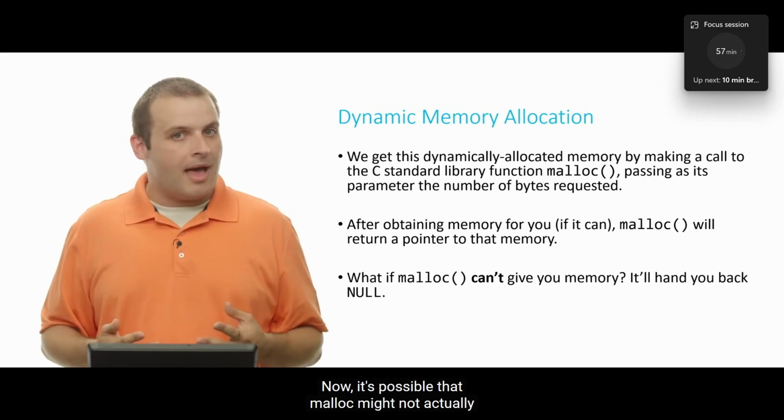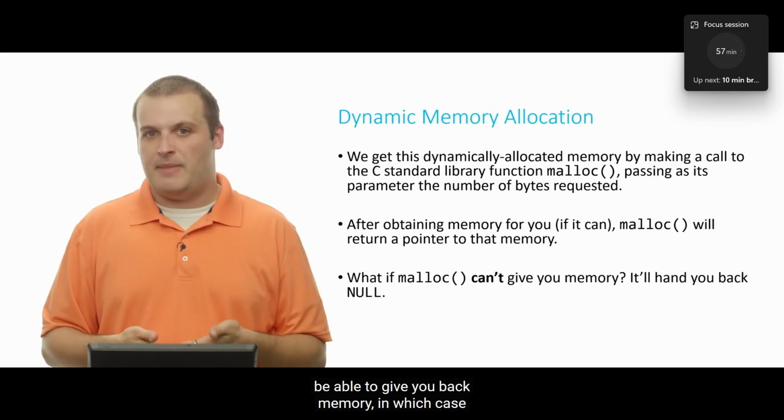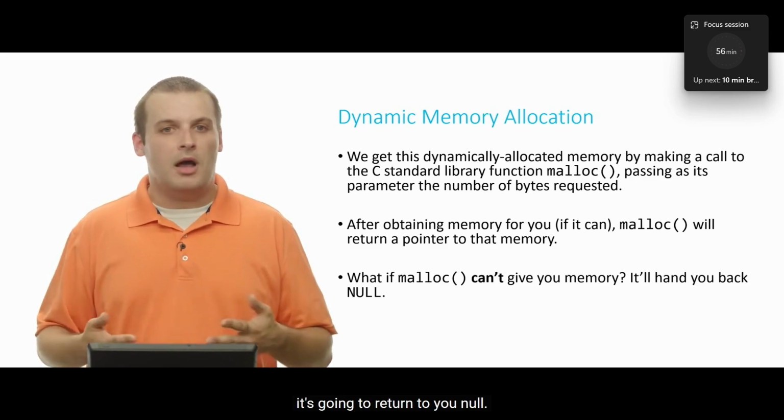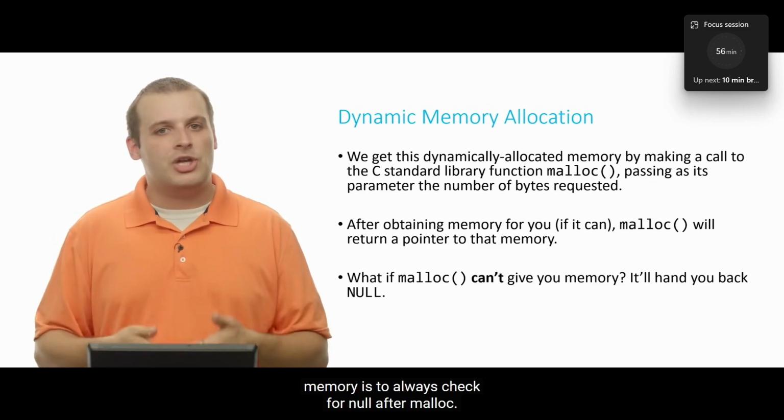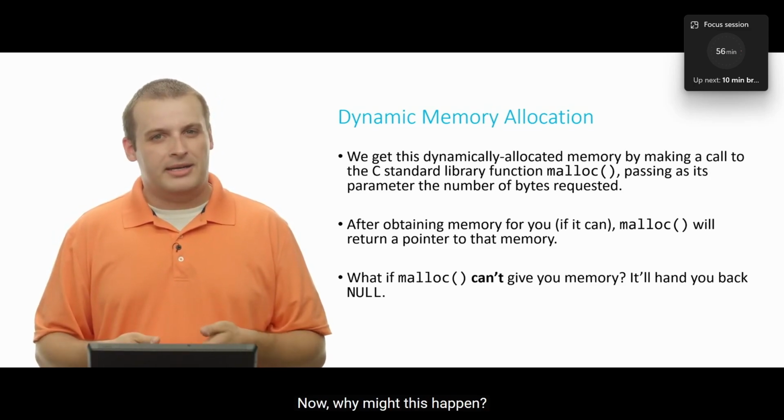Now, it's possible that malloc might not actually be able to give you back memory, in which case it's going to return to you NULL. And so one of the first rules to remember about dynamically allocated memory is to always check for NULL after malloc. Now, why might this happen?